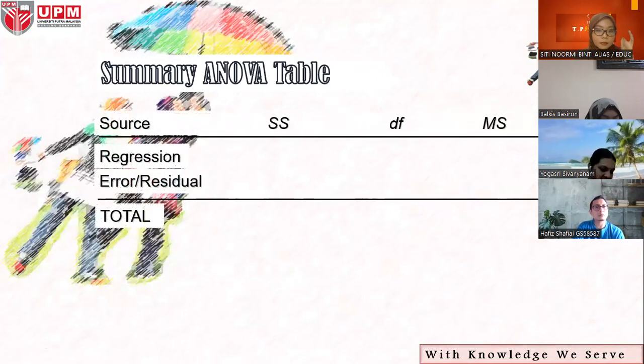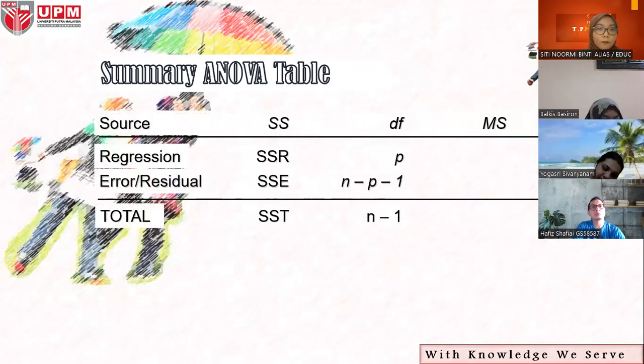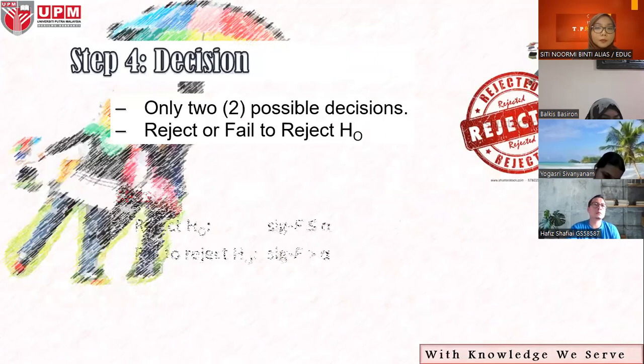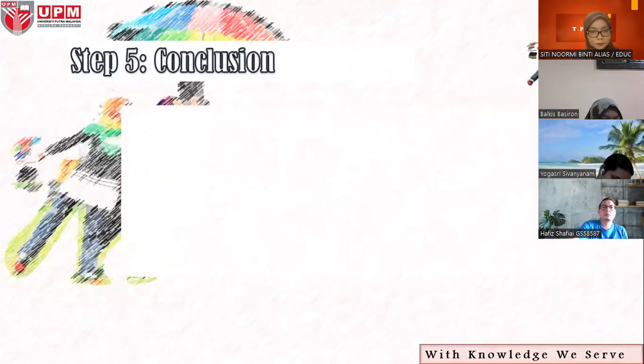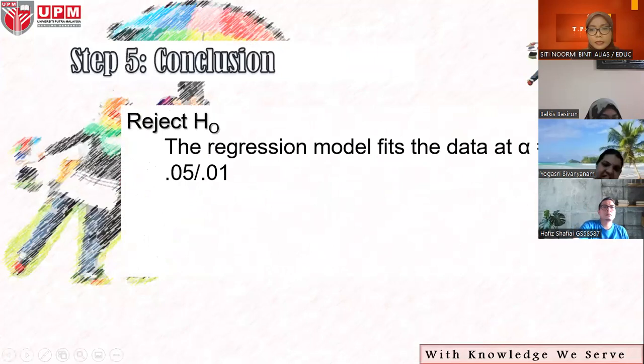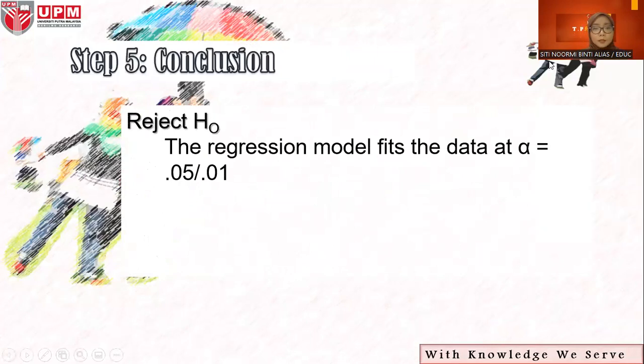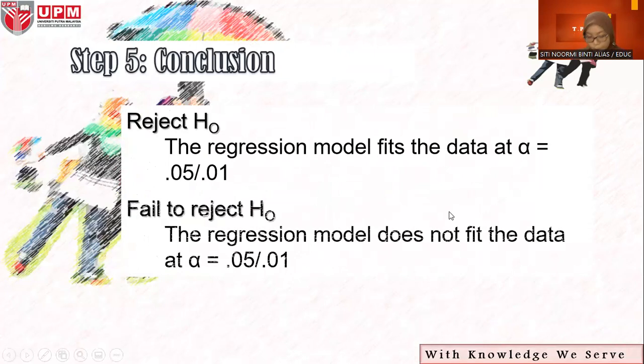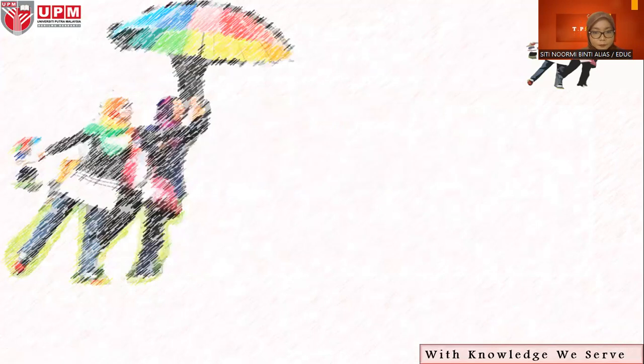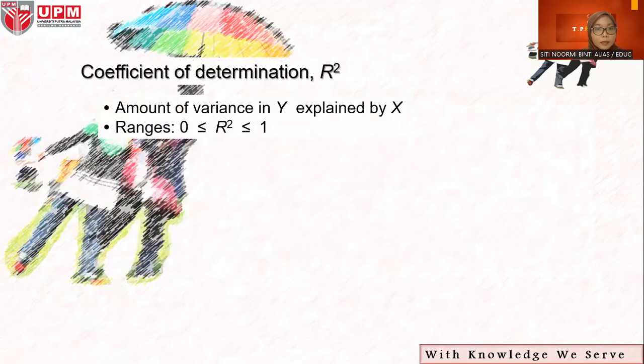Okay, so this is the APA format to present your summary ANOVA table. Dah, tak apa. Ini laju. Okay, so based on our finding earlier for the overall model, we reject the H naught, and then because we said that the regression model fits the data at 0.05 or 0.01, depending on the alpha that you set for your study.